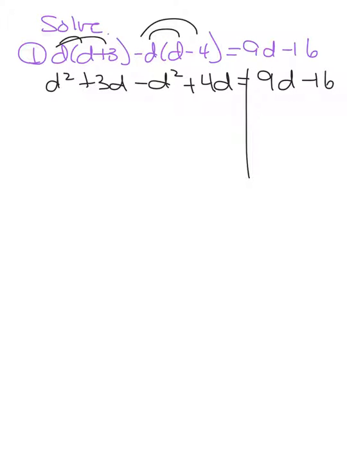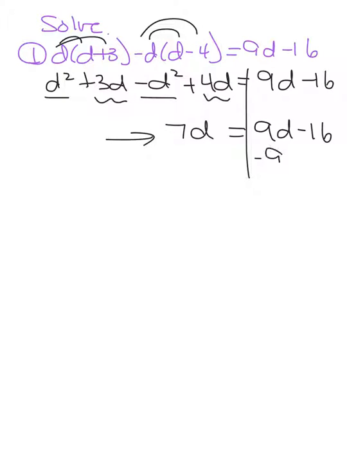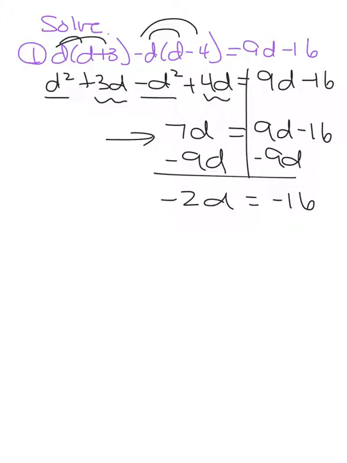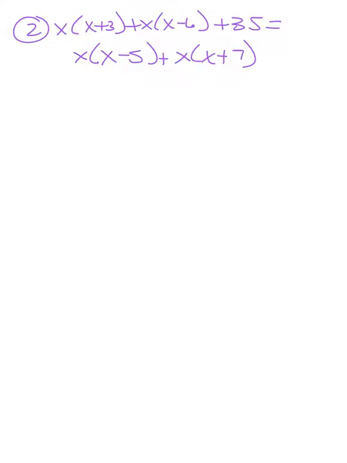Here's my wall, so I'm going to combine my like terms. So I have d to the 2nd minus d to the 2nd, so that's 0 out. And I have 3d and 4d, that gives me 7d is equal to 9d minus 16. Since I already have my variable on the left hand side, I'm going to bring that negative 9d to the other side, and I have negative 2d is equal to negative 16. Divide both sides by negative 2, so the value for d is equal to 8.